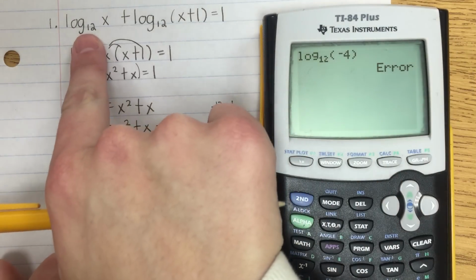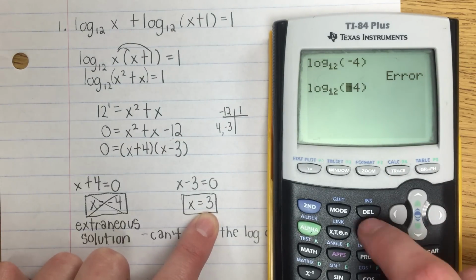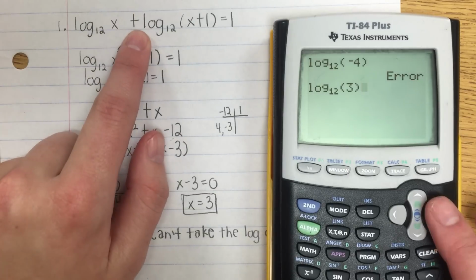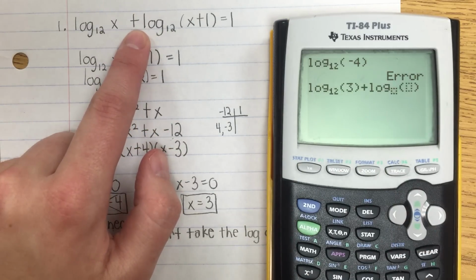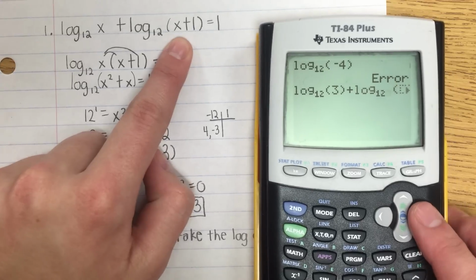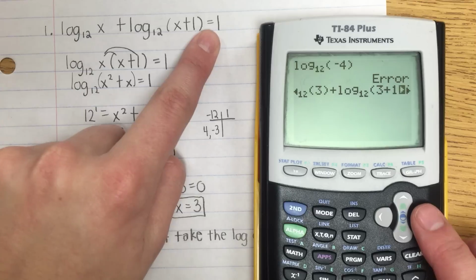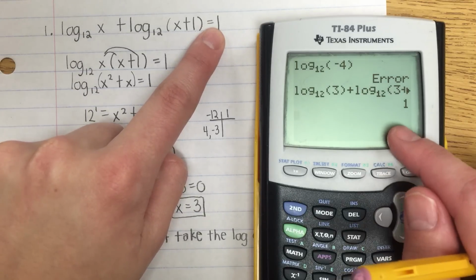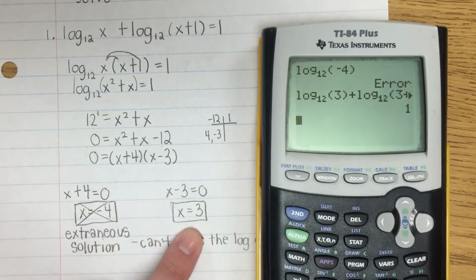And if I were to go back and plug this in, so log base 12 of 3, because I'm plugging in 3 for x, plus log base 12 of x plus 1, so that's 3 plus 1. I'm just going to type it exactly as I see it. That should equal 1. Yay, it does. So that checks off. That means that 3 is your only solution.